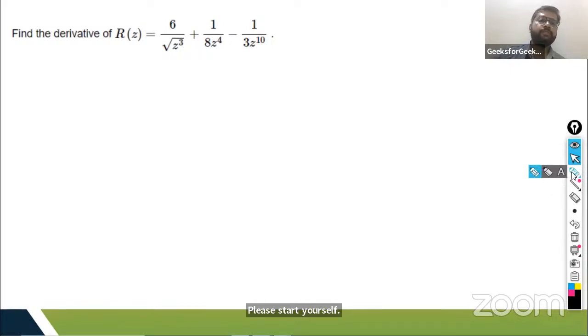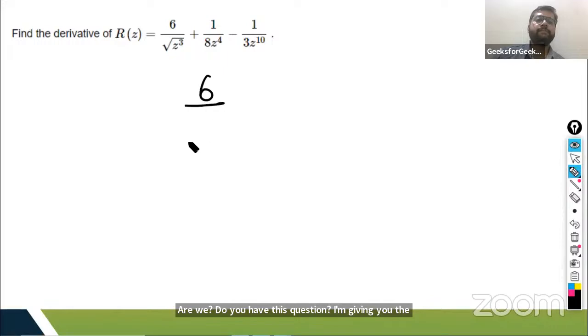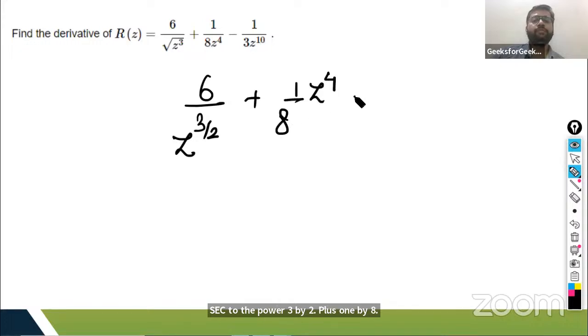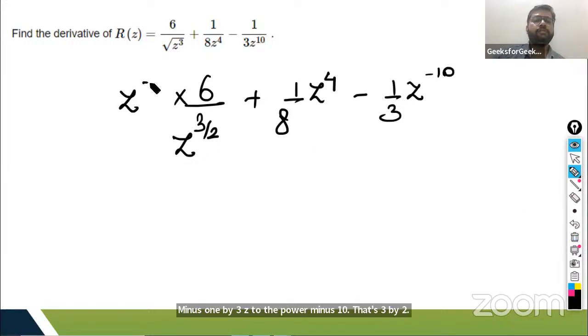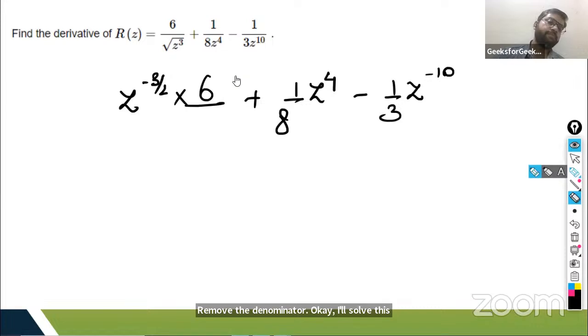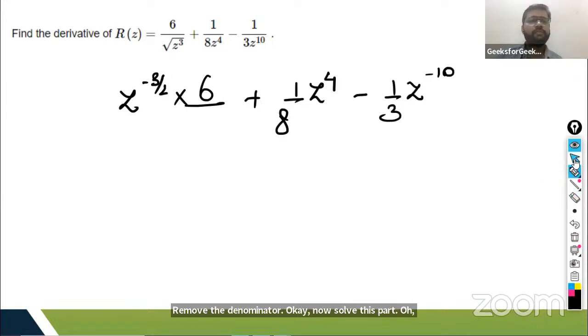Now, do you have this question? I'm giving you the first step. 6 z to the power 3 by 2, plus 1 by 8 z to the power 4, minus 1 by 3 z to the power minus 10. This 3 by 2, you can write this one as z to the power minus 3 by 2. Remove the denominator. Now solve this part. Now it's an easy question. Solve this one.